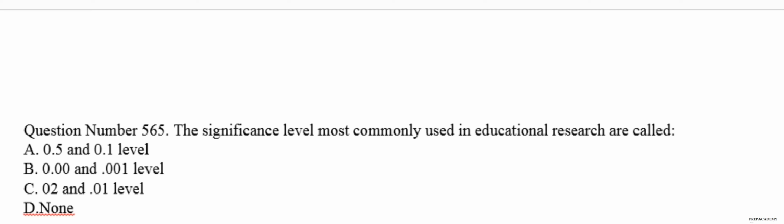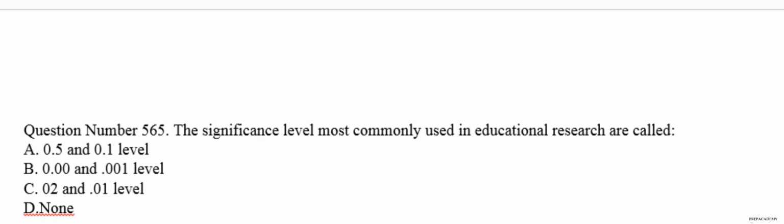Question number 564. Friedman's two-way analysis of variance is a technique under the umbrella of quantitative data. A. Parametric. B. Non-parametric. C. Contingency. D. None. The correct answer is option B. Non-parametric.